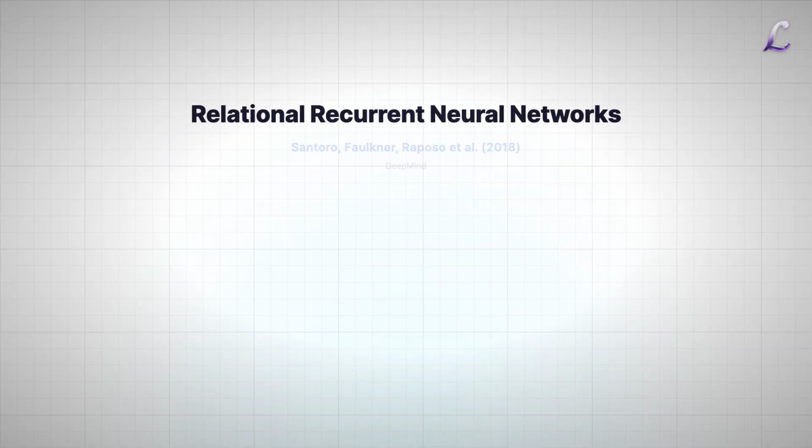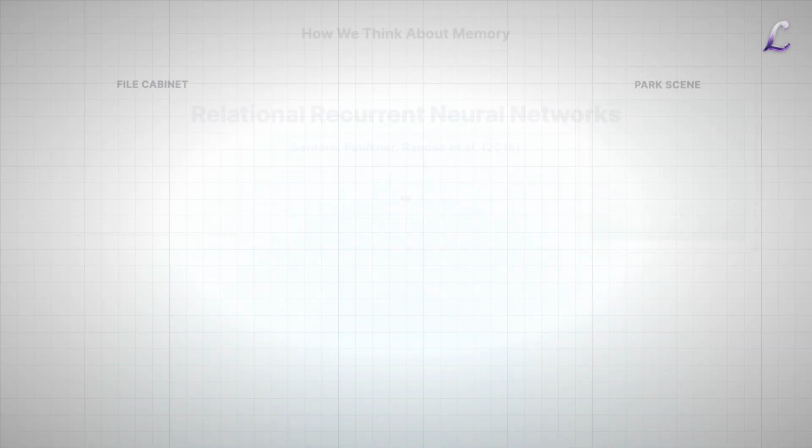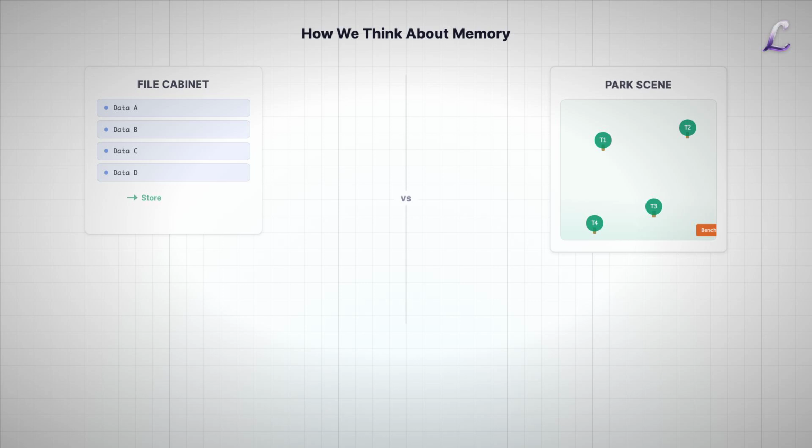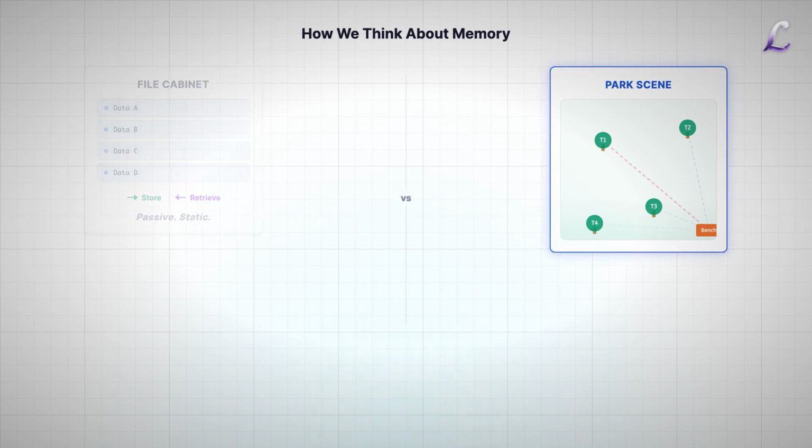We usually treat memory like a file cabinet. You store a file, later you retrieve it. Passive, static. But that is not how intelligence works. If I ask you to look at a park and find the tree farthest from the bench, you aren't just retrieving two objects. You are actively measuring the relationship between them. You are reasoning about distance.